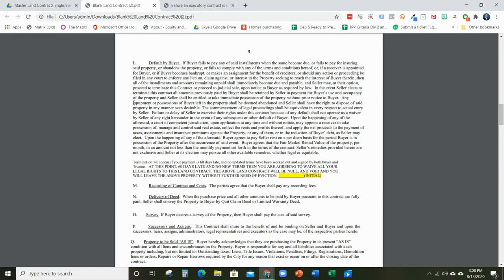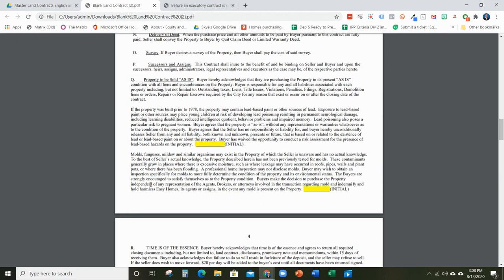The fourth initial on this contract is found at the end of clause L. This section is regarding the termination process, and I'll read the bottom part of this initial. It says, at this point, 60 days late and no new terms, then you are agreeing to waive all of your legal rights to this land contract. The above land contract will be null and void, and you will leave the above property without further need of eviction. Please initial if you are in agreement.